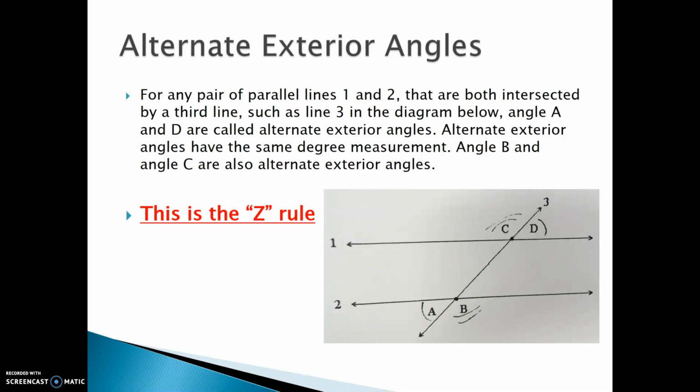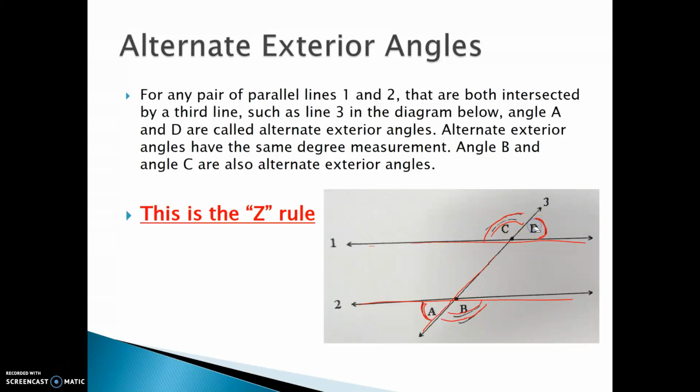For any pair of parallel lines that are both intersected by a third line, such as line 3 down here, angle A and D are called alternate exterior angles. So let's look at what I mean here. I've got two parallel lines, right here and right here. They're intersected by a third line. The angles that are out here, A and D, are called alternate exterior angles. They have the same degree measurement. B and C are also alternate exterior angles, so B and C are also equal to each other. That's why they have two lines signifying that they're equal. And then A and D are equal to each other.